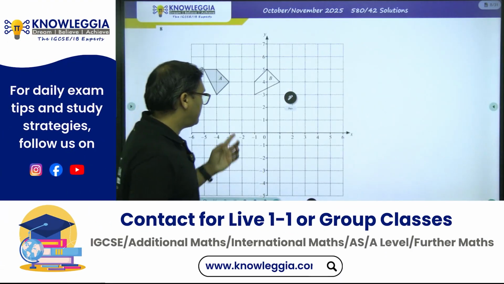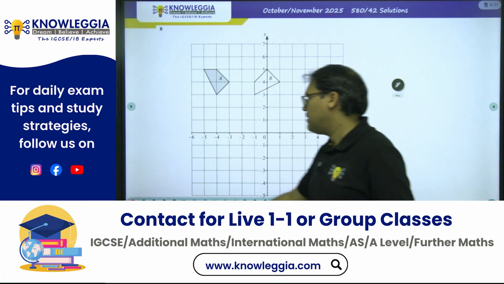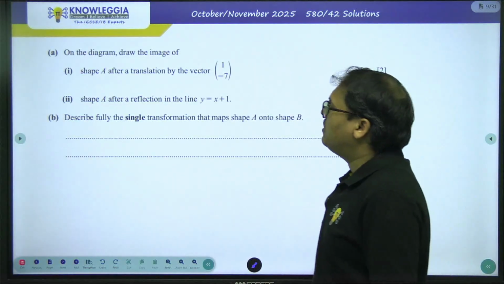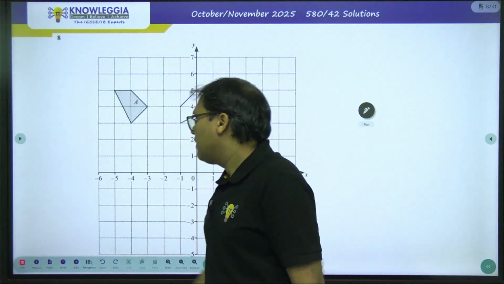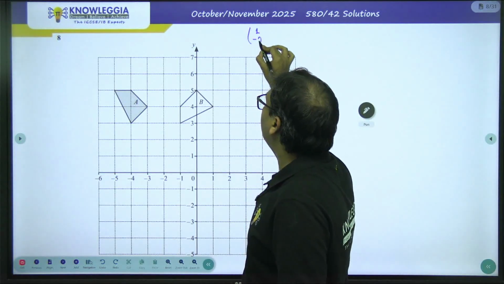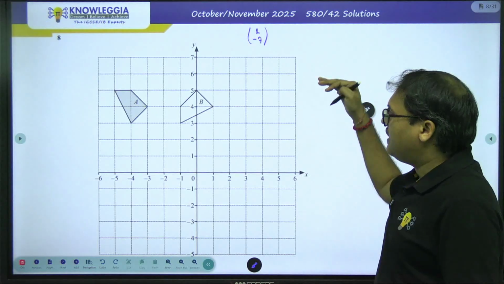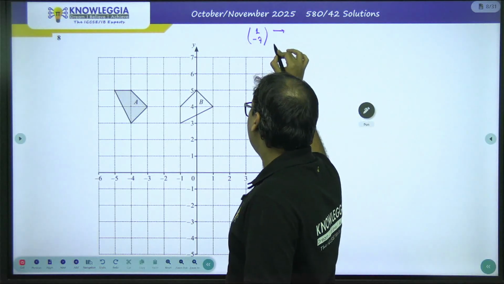Next question. So this is the question on the transformation. You can see here. First question. On the diagram, draw the image of the shape A after translation by vector (1, -7). A translated by a vector (1, -7). So everything will be moved 1 unit right and 7 units down. You can see 1 unit right and 7 units down.